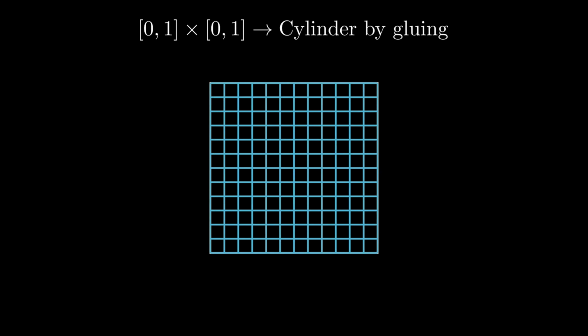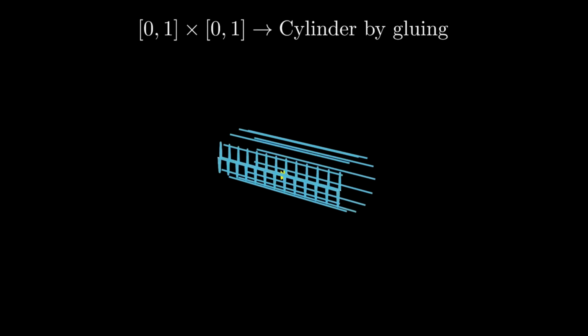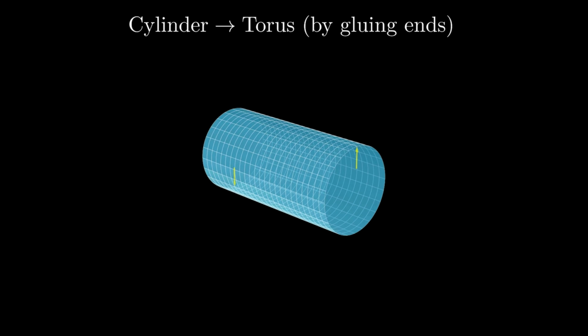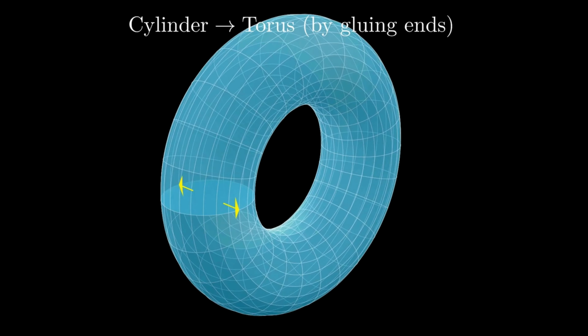Since these two lines are equivalent to each other, then we can think of them as one and glue one end of the square to the other. Now, as you can see, this becomes a cylinder. Let's do the same thing for the other end and glue them. Now, this becomes a torus.